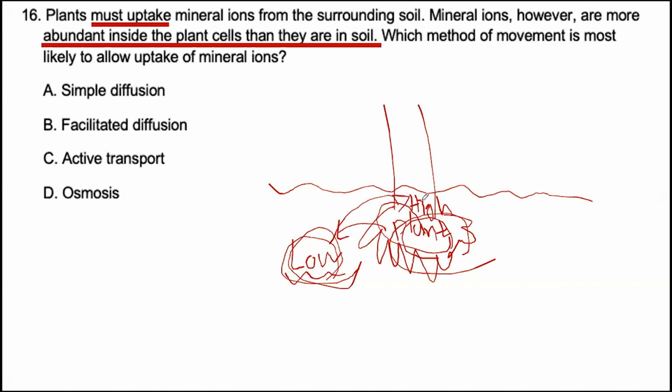So the keyword is that the plant must uptake minerals from the surrounding soil. Then it kind of implies that we need to go against the concentration gradient, which means that we have to use energy for this to happen. That's why active transport will be the right answer for this case.